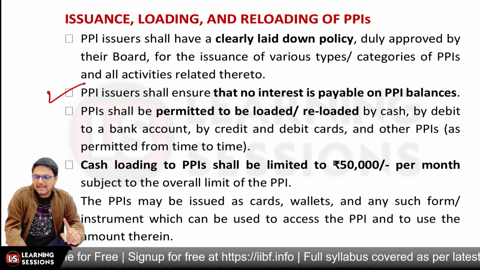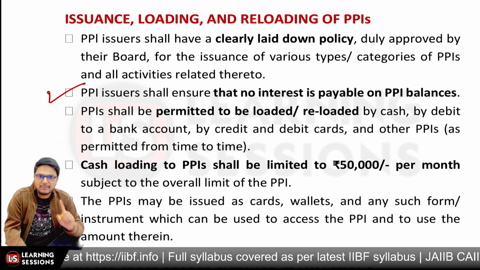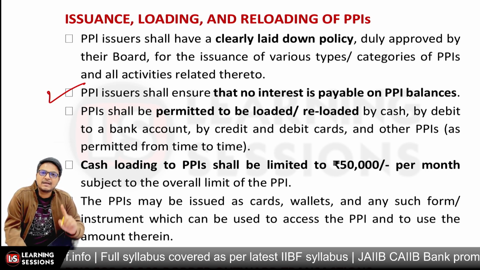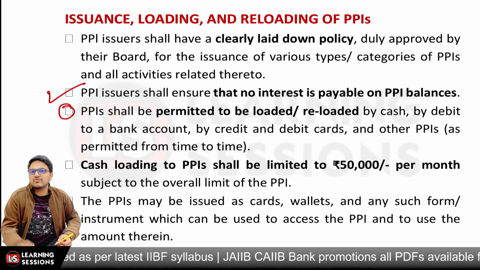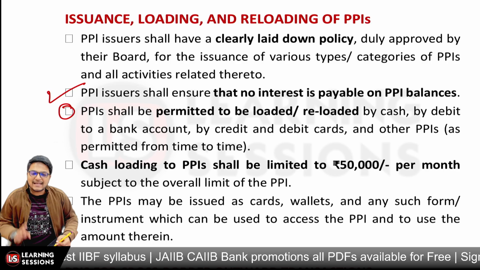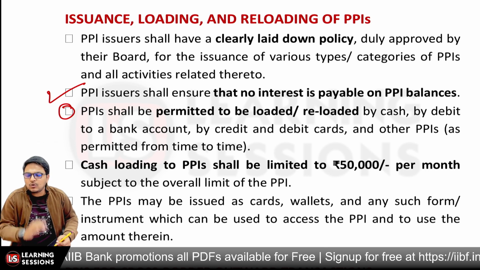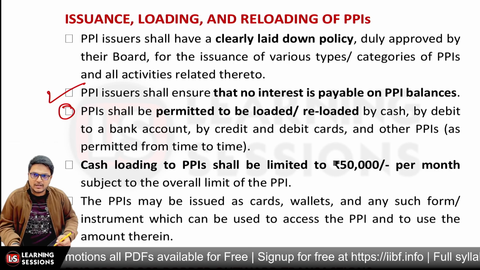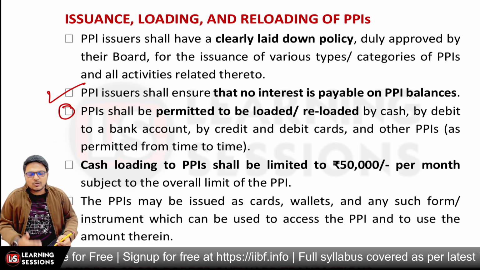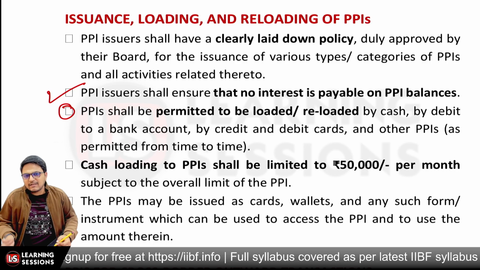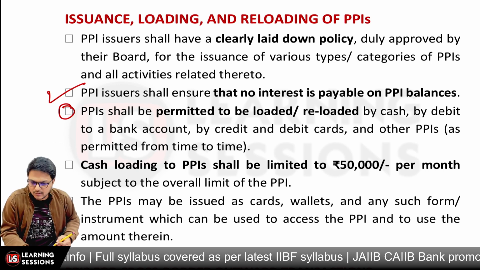And further, the PPI can be loaded or reloaded by cash, by debit to the account, by debiting the credit card, by debiting the debit card, or by debiting other PPIs as permitted from time to time. But that's the only process related to it. You cannot receive any interest upon the same. And cash loading per month is capped at rupees 50,000, not more than that, and that is subject to the overall limit of the particular PPI. Let's say if a PPI allows a maximum loading of rupees 2,000 only, in that scenario you cannot load rupees 50,000. Otherwise, the maximum amount which can be loaded in a month is restricted to rupees 50,000.